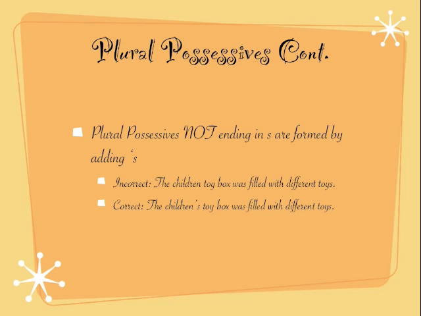So we have plural possessives continued. A plural possessive not ending in an S is formed by adding an apostrophe S. The incorrect sentence I have is the children toy box was filled with different toys. How I corrected that, I said the children's toy box was filled with different toys. So that toy box is owned by the children.